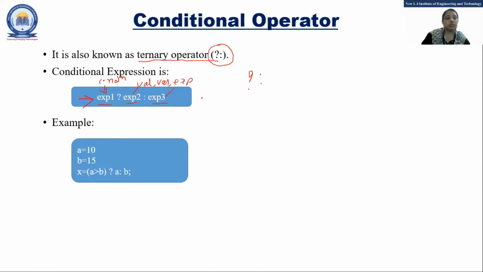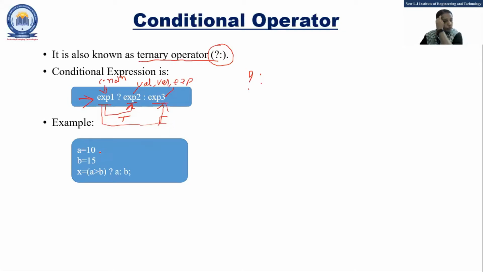Now, what is the use of this? If this condition is true, then this part will be executed. There are only two possibilities, either true or false. If the condition specified in expression 1 is true, it will execute expression 2. And if the condition is false, then it will execute expression 3.